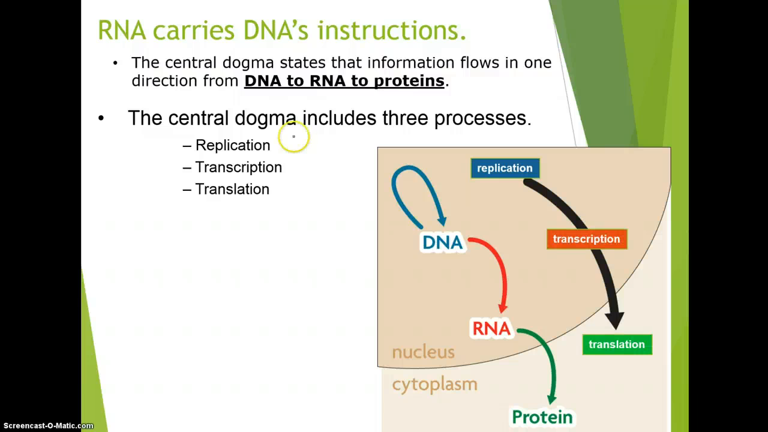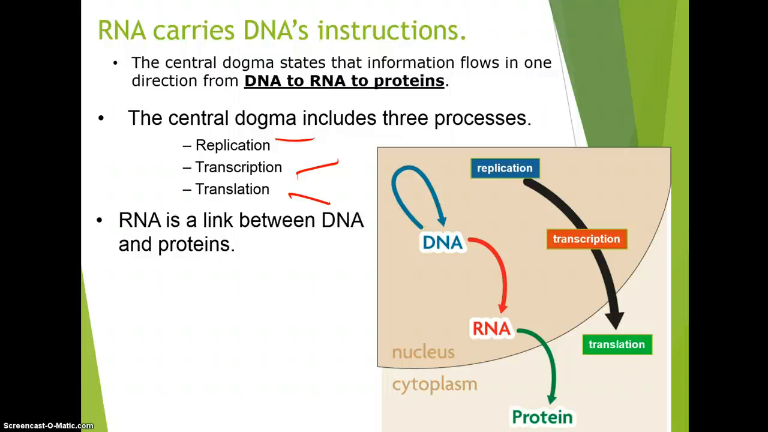It says that you're going to first have replication, then transcription, and then translation. Replication is where DNA is replicated, what we've just talked about. Transcription is when we go from DNA to RNA, and translation is when we go from RNA to proteins. RNA is that link in between DNA and proteins. DNA cannot go directly to proteins, so RNA is that central component that links them together. Good?